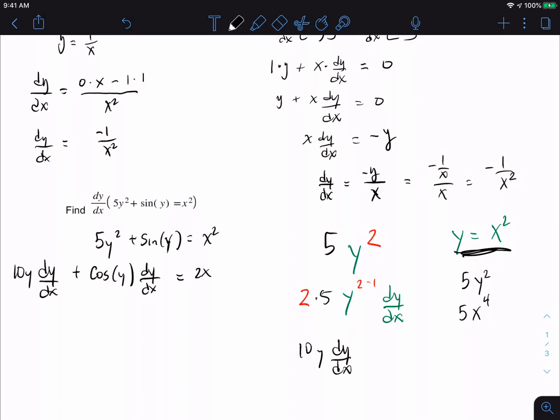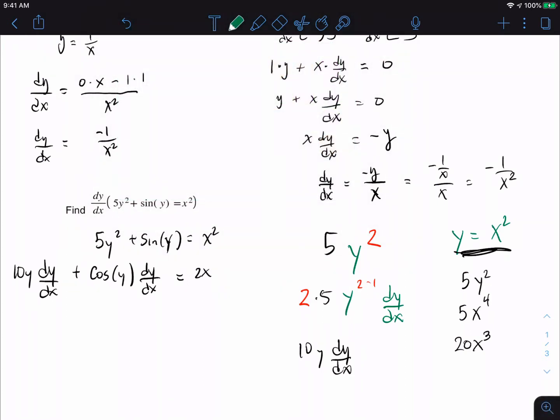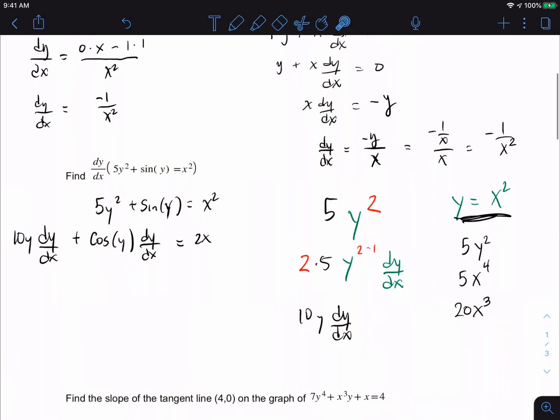So now let's take the derivative. What's that going to be? Isn't that 20x to the 3rd? Okay, watch this, because I want you guys to see it, make the connection. What would the derivative of this piece be right here? What is this? 2x? Okay, cool.